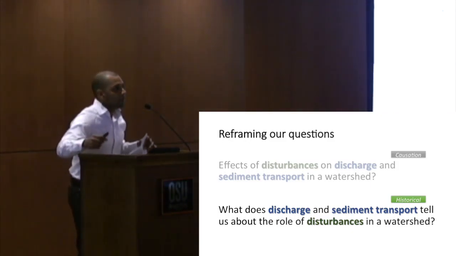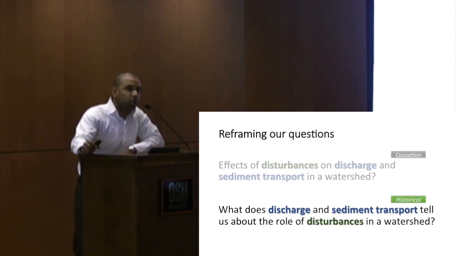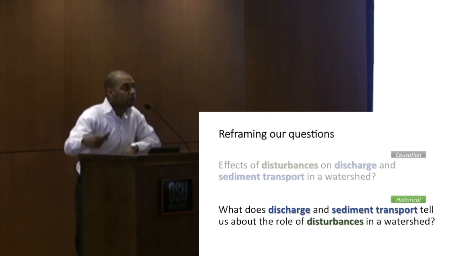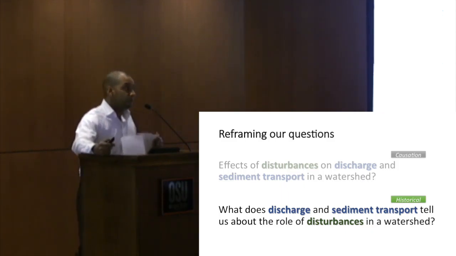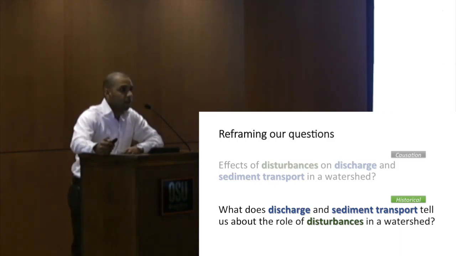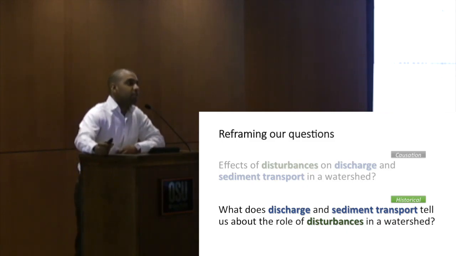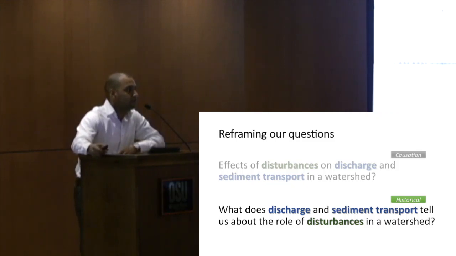And that makes us rethink the way in which we approach the problem, rethink our questions. When I came here, I was facing a question like, what are the effects of disturbances on discharge and sediment transport in a watershed? But we have to take into account all these historical developments that we saw today, some evidence in the tree rings that Brian was presenting, for instance. We might be asking the question about what these signals, like discharge and sediment transport, tell us about the role of disturbances in watersheds.